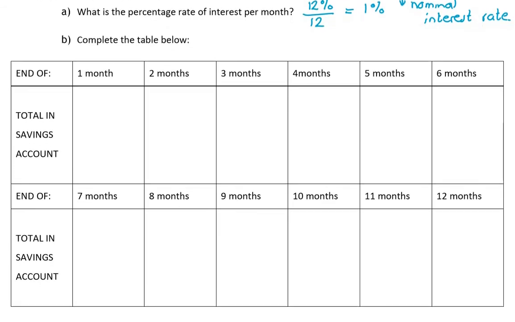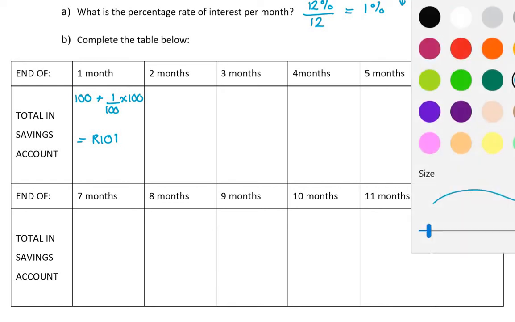So the first question says, what would you have at the end of 1 month? Well, I would have 100 Rand, and then I would have an extra 1% of 100 Rand, which would give me 101 Rand at the end of the first month. Now there's a very nifty way to do this on your calculator, which I'll show you in a second.